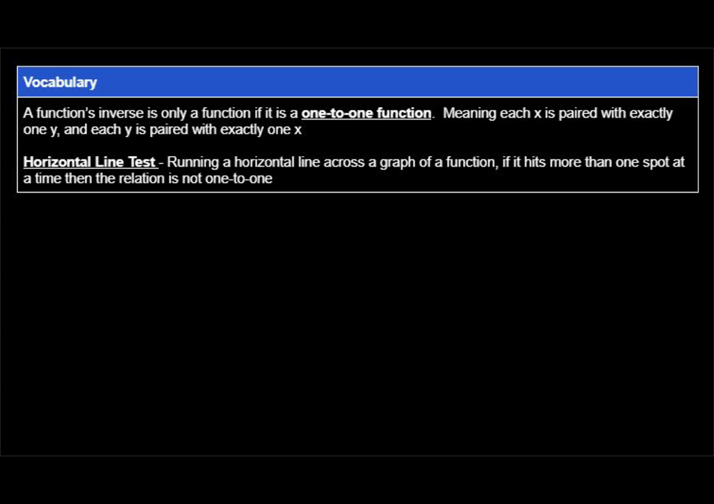One of the ways of determining if a graph is a function is using a vertical line test, where you draw a bunch of lines going down through, and if any of the lines hit it more than once, it is not a function.